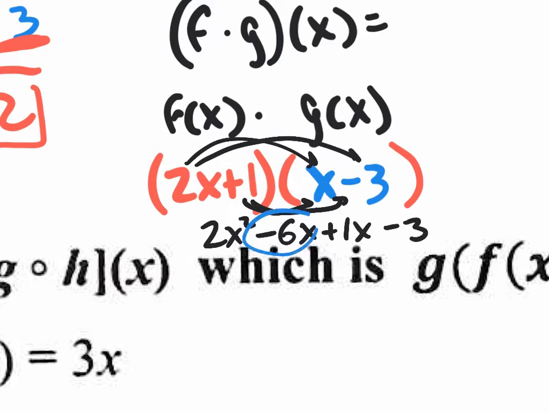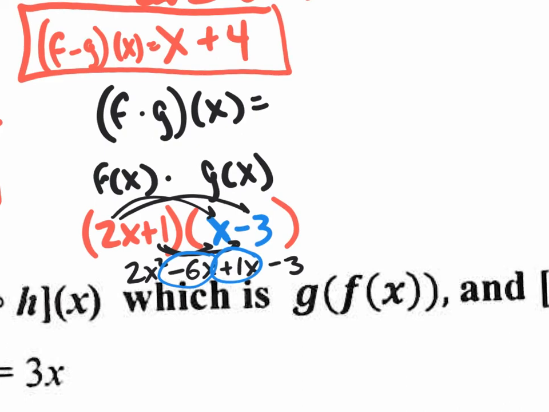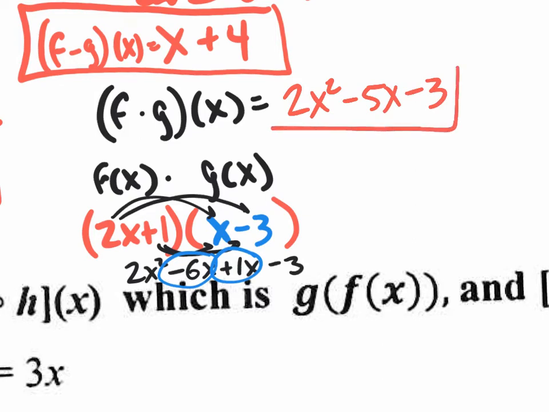Combine the middle terms, the negative 6x with the positive 1x, you get a negative 5x. So your original f times g of x, that really is the answer, 2x squared minus 5x minus 3. That's your f times g of x answer right there.